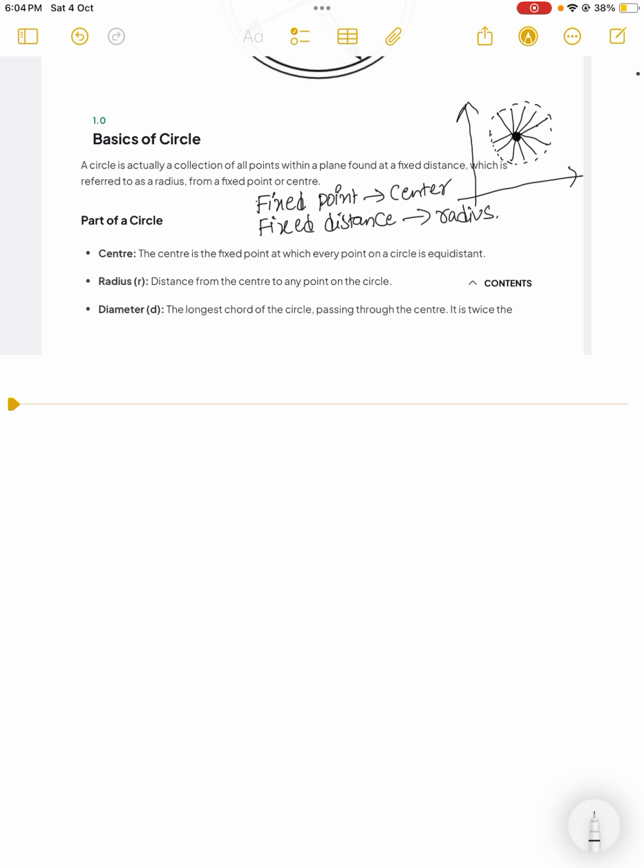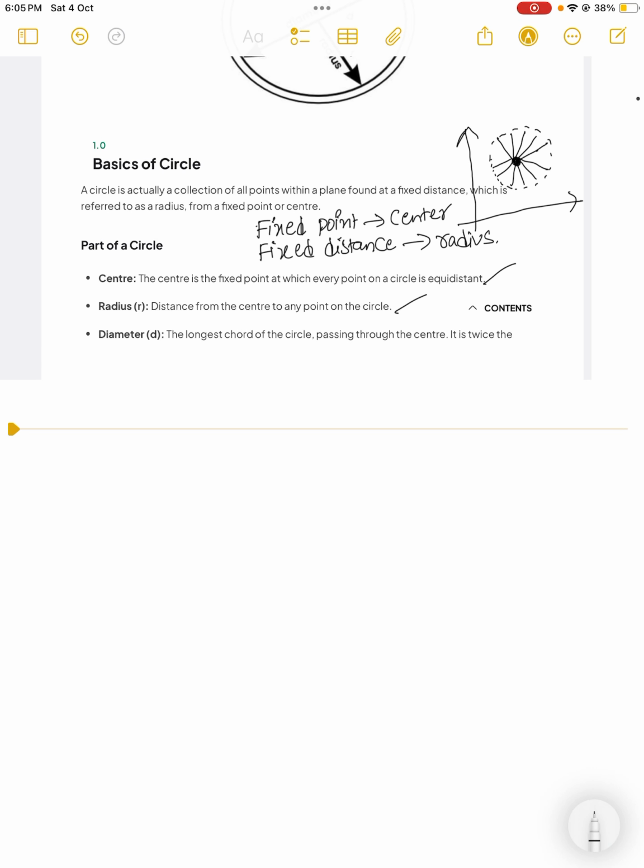Okay. Now we observe center. Center is the fixed point from which every point on the circle is equidistant. Radius: the distance from the center to any point on the circle is called radius. Next one, diameter. The longest chord of the circle passing through the center.